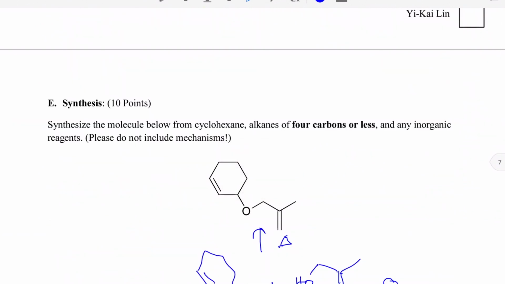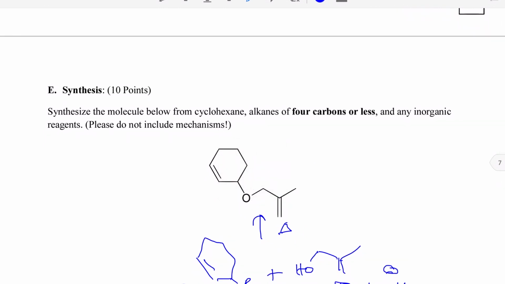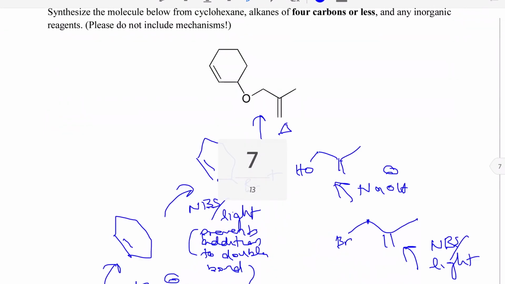For question number E, the last question on the test, we are asked to synthesize this molecule, and the starting reagents that we're permitted to have are cyclohexane, alkanes of 4 carbons or less, and any inorganic reagents. So let's look at our starting molecule, and let's try to identify what groups we have here.